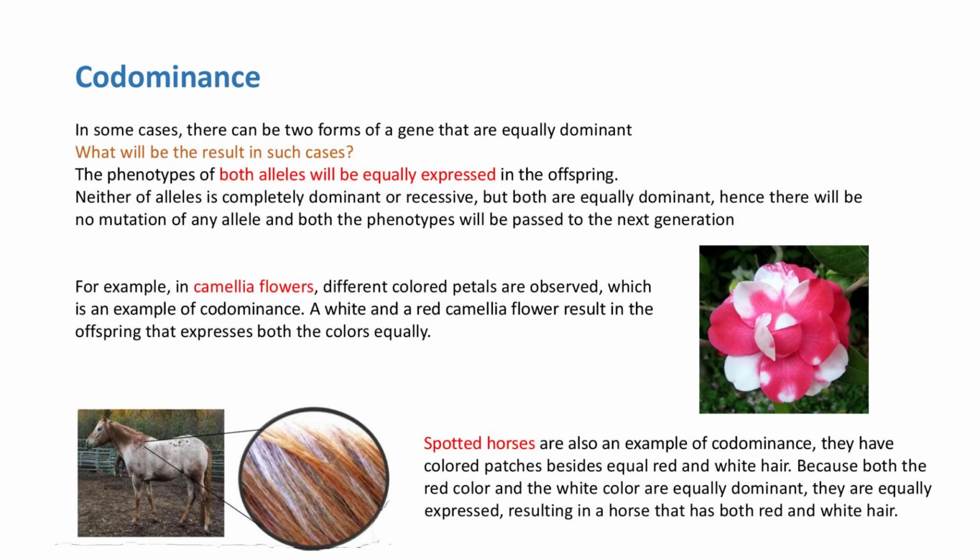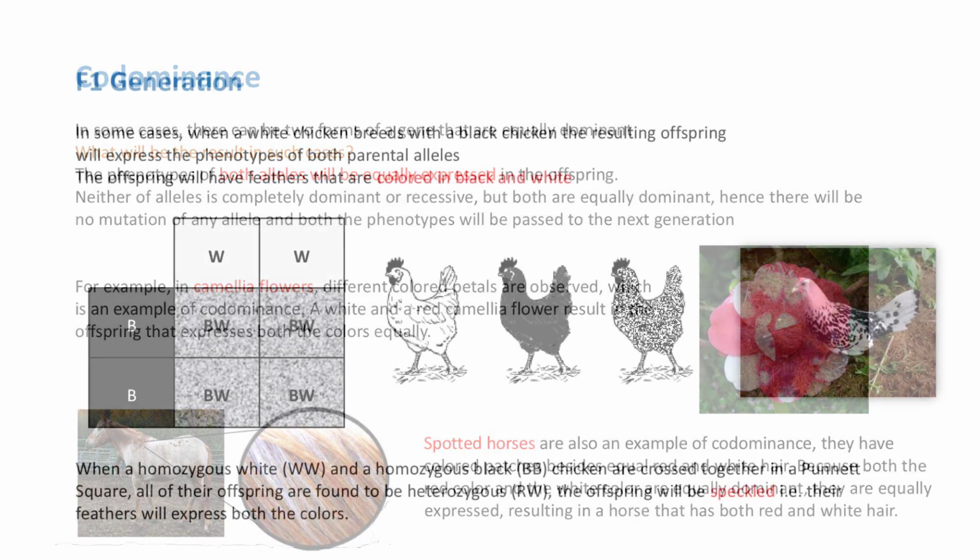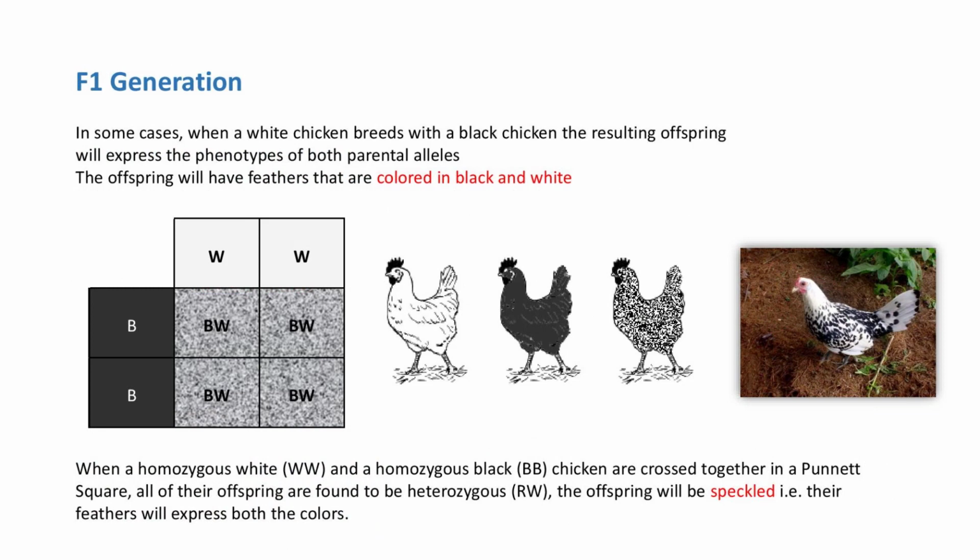Spotted horses are also an example of codominance. They have two different color patches on their bodies. These colors represent the two inherited parental alleles. Their body hair is a mixture of both these colors. Let's consider the F1 generation. To determine the phenotype of offspring resulting from the cross of a homozygous white and a homozygous black chicken, we solve them using the Punnett square method, which shows that all four offspring will be heterozygous, black and white speckled. That is, they will express both the colors.